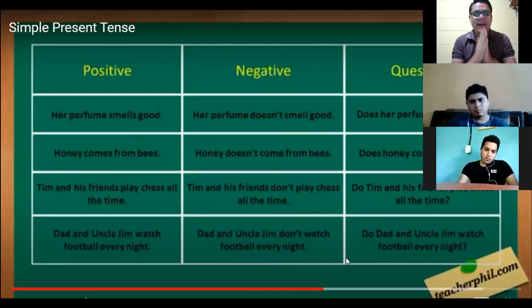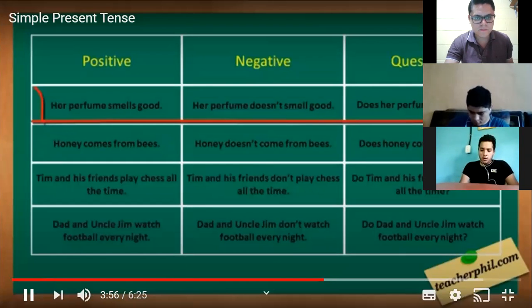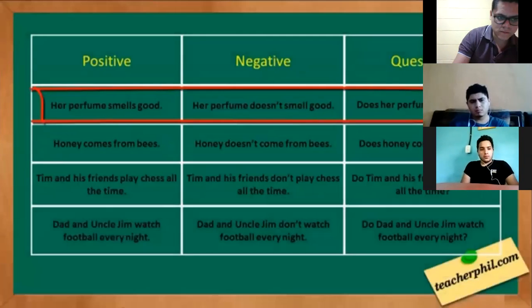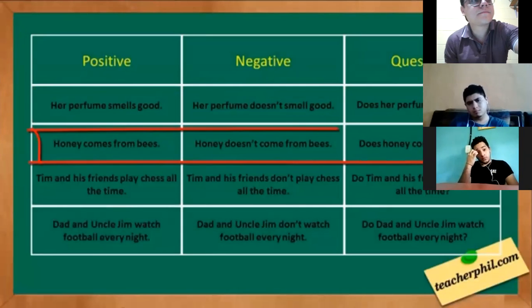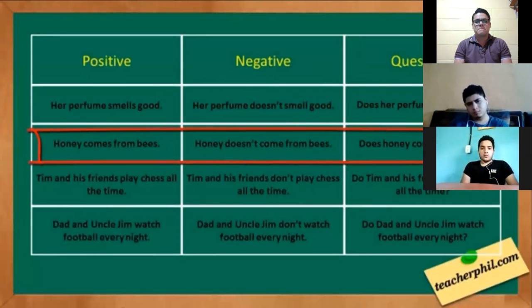Okay, now you're gonna have an exercise. Examples: her perfume smells good. Her perfume doesn't smell good. Does her perfume smell good? Honey comes from bees. Honey doesn't come from bees. Does honey come from bees?